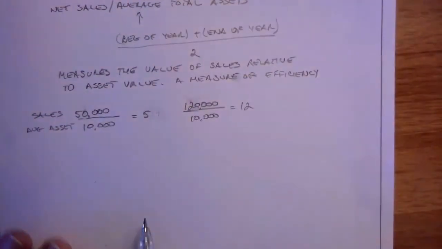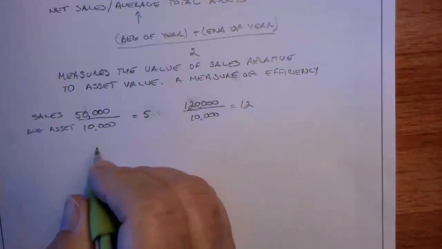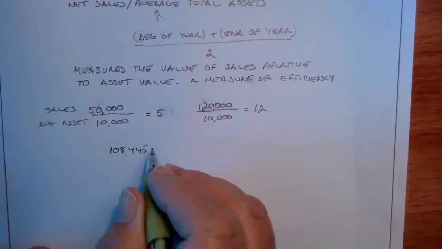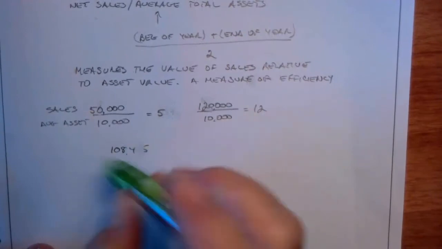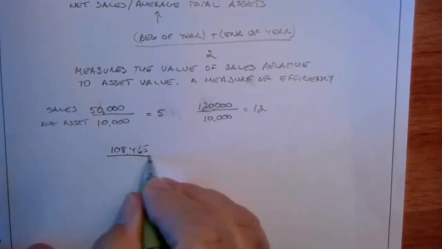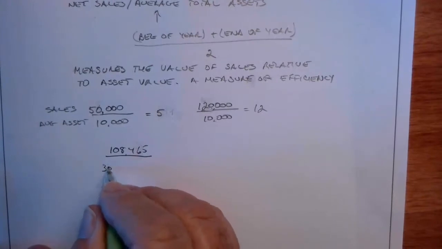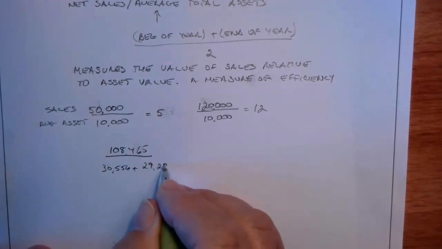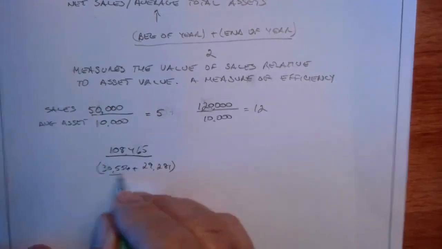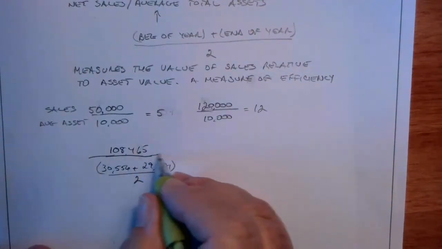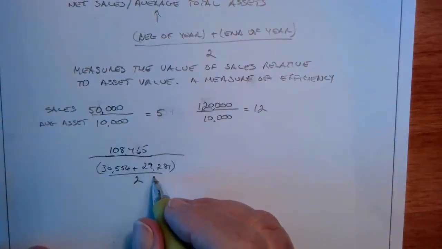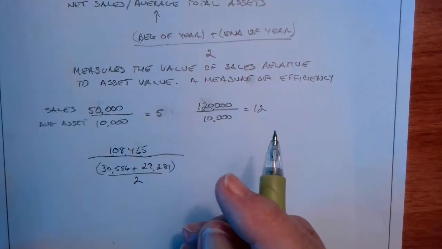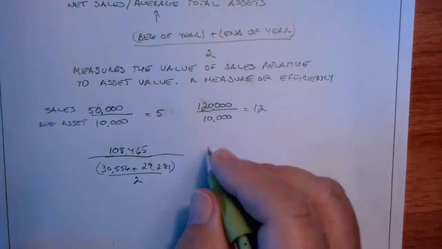So for Kroger's, our revenue is 108,445 divided by 30,556 plus 29,281, divided by 2. So you might want to do the average first and then come up with your number. But what that gives us is 3.63.